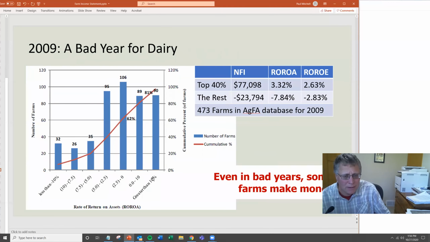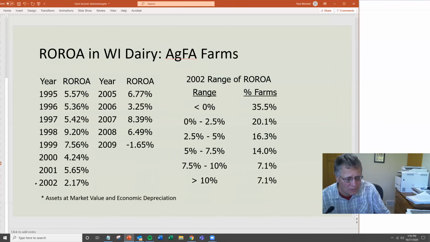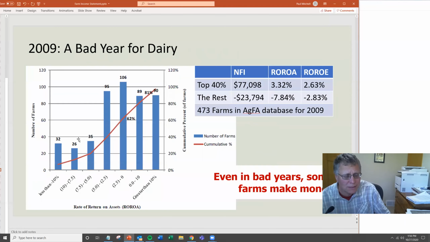Same point being made here. This is 2009. This was 2002 for the 2.2%. Here's 2009, which was that bad year. You can see there's a lot of farms that were in that lower end, but on the cumulative side, there's still a decent number that had over 10%, even in that year when there was a bad year. The top 40% had a net farm income of $77,000, whereas everyone else, the bottom 60%, had a net farm income of minus $24,000 almost.